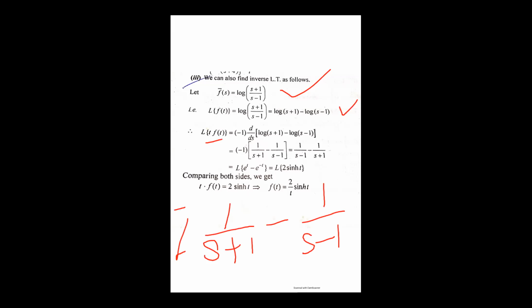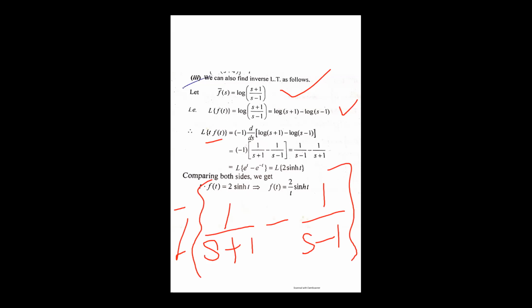First we take the given problem as f bar of s. It is also in the format of log a by b. We know the formula log a by b equals log a minus log b. So log of s plus 1 by s minus 1 is converted to log of s plus 1 minus log of s minus 1. Applying the derivative, the derivative of log of s plus 1 equals 1 by s plus 1, and the derivative of log of s minus 1 equals 1 by s minus 1, and the internal derivative is 1. Multiplying L inverse on both sides, on the left hand side we have only t into f of t. So we apply the L inverse to the resulting value.